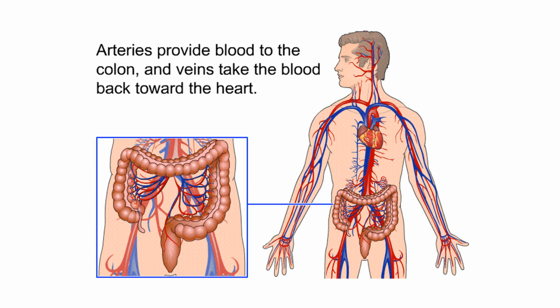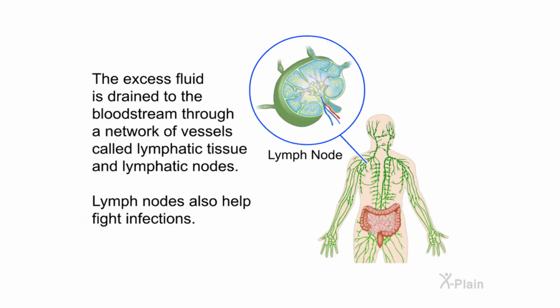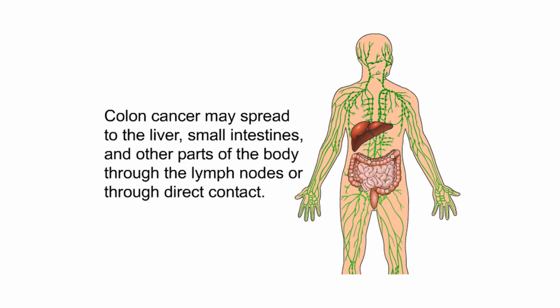Arteries provide blood to the colon, and veins take the blood back toward the heart. The excess fluid is drained to the bloodstream through a network of vessels called lymphatic tissue and lymphatic nodes. Lymph nodes also help fight infections. Colon cancer may spread to the liver, small intestines, and other parts of the body through the lymph nodes or through direct contact.